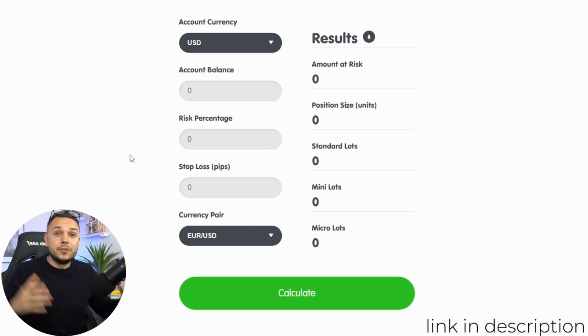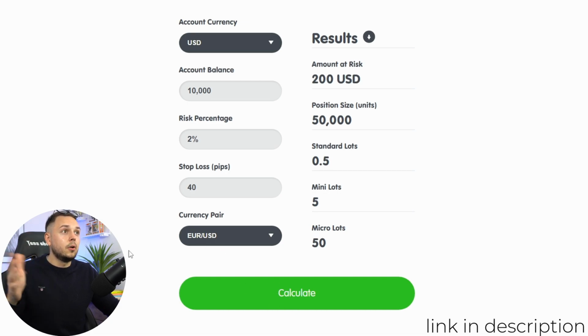To do that, we need the risk management calculator. I love using this one from babypips.com. It's great, it has everything you need and it's quite simple to use. Just add in your account balance, how much you would like to risk per trade, how many pips your stop loss is, and the currency pair you're likely wanting to trade. Click on calculate and there we go, it calculates everything for you, and there's your risk management.